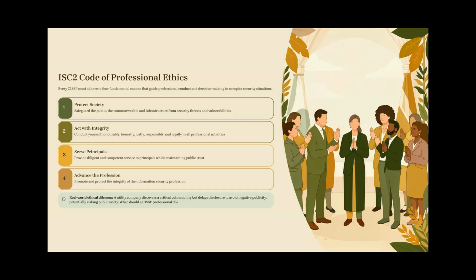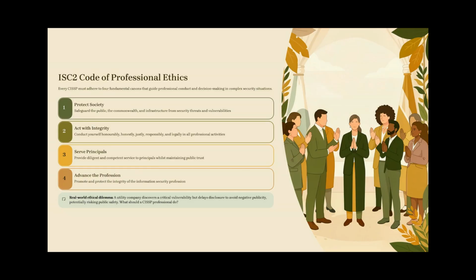Before we talk tactics, CISSPs have a code of ethics. It's not just nice to have, it's mandatory. There are four main canons. Protect society, your duty is to the public good. Act with integrity, be honest and lawful. Serve your employer diligently, but not blindly. Public trust still matters. Advance the profession.